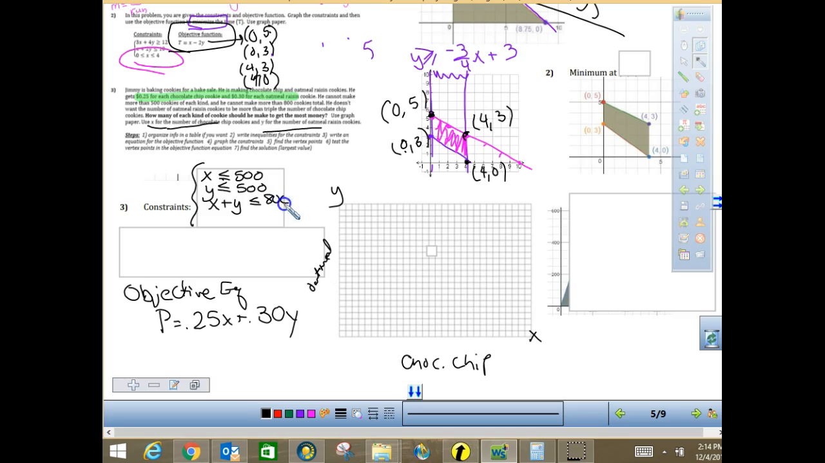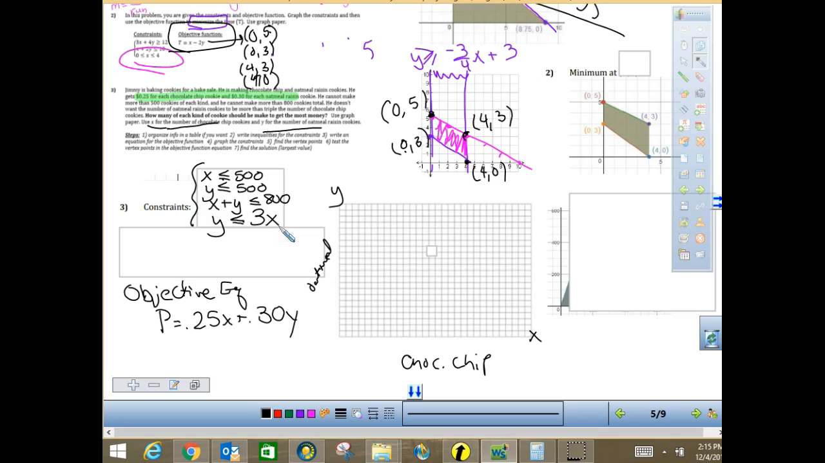And then the next statement says he doesn't want the number of oatmeal cookies to be more than triple the number of chocolate chips. So oatmeal is Y. He does not want it to be triple. Triple would be times 3. So Y, and he says he does not want the cookies to be more than triple, so we're going to go less or equal to 3x.